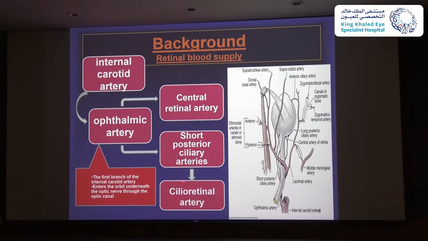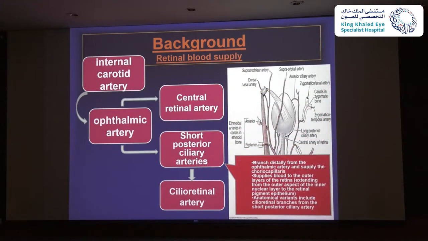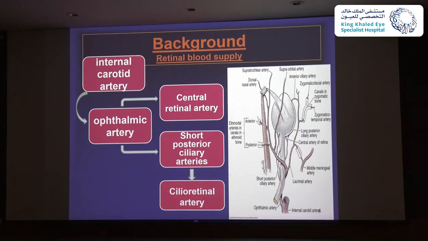I will not talk about this because we already covered it. And then we have the cilioretinal artery, which is an important one. It is present in 20% of patients, and sometimes this is a gift for us. Sometimes patients have central retinal artery occlusion, but their vision is 20/20. Why? Because of the cilioretinal artery. Almost 18 to 20% of patients have this cilioretinal artery.